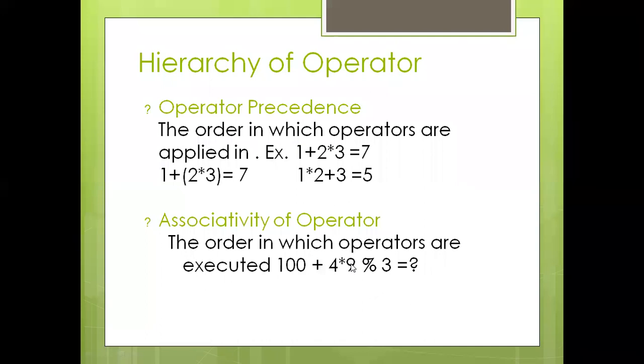Then divide by, no, it is mod by 3. Mod by 3 means we have to check the remainder. 36 divided by 3, what will be the remainder? It will give you 0. So 0 plus 100 will give you 100. Yes, the result of this will be 100. Understood? First we solved multiply, then modulus, which gives the remainder, then we solve the addition. Like that, this expression gives you 100.